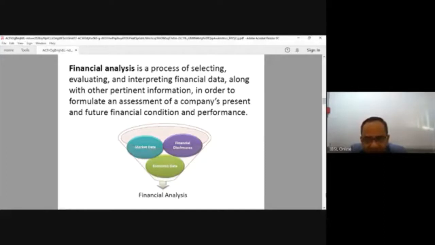From that only you will form an assessment of the company: what the company did in the past, what it is doing now, and what it is going to do in the future, to base your investment decision, in the sense of lending decision. There are many things you will look at: the market data, the financial disclosures, and the economic data, all to get a financial analysis of the business.